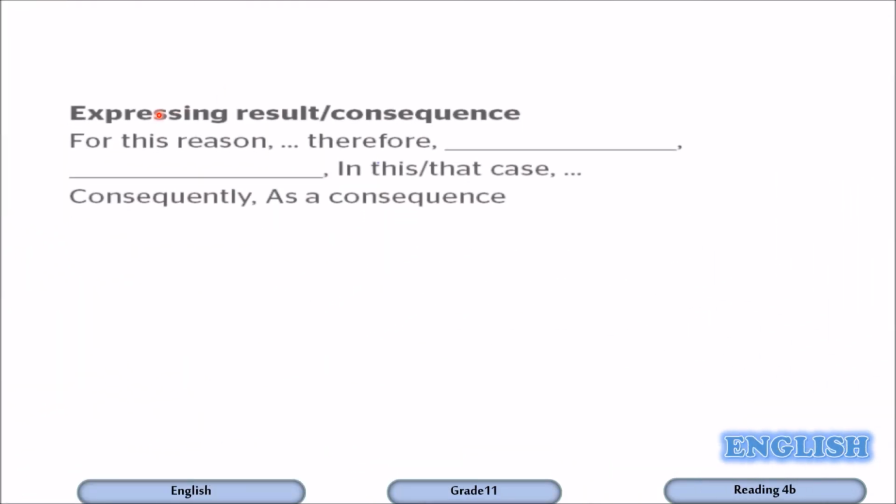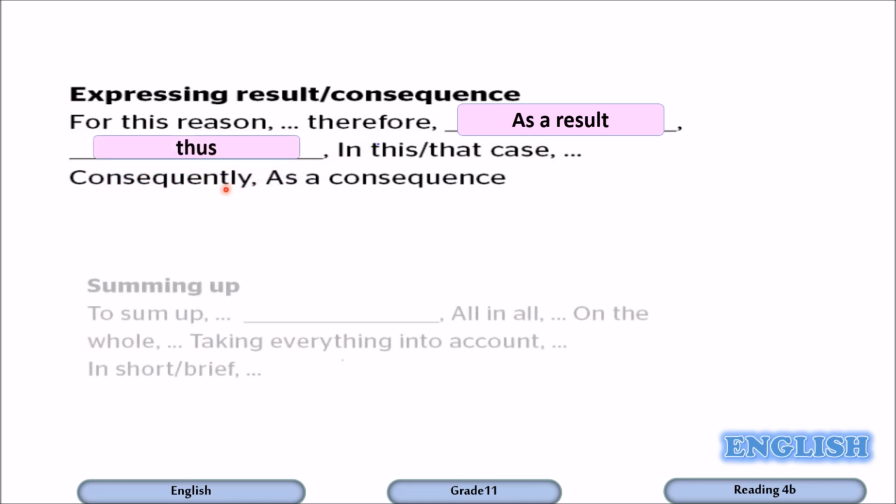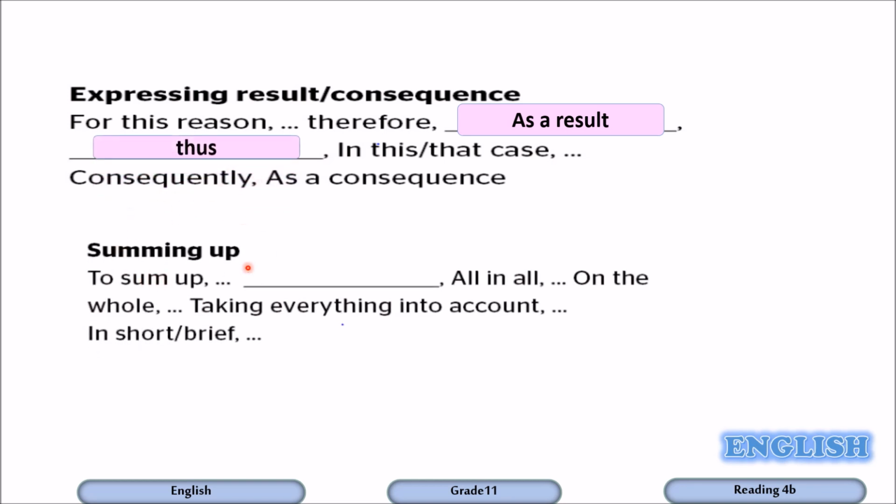Now, what has the writer used to express result or a consequence of something? You remember the word consequence, the result of something. He used as a result and the word thus. And finally, summing up, the conclusion: to sum up. What has the writer used in the text? He used the phrase in conclusion.